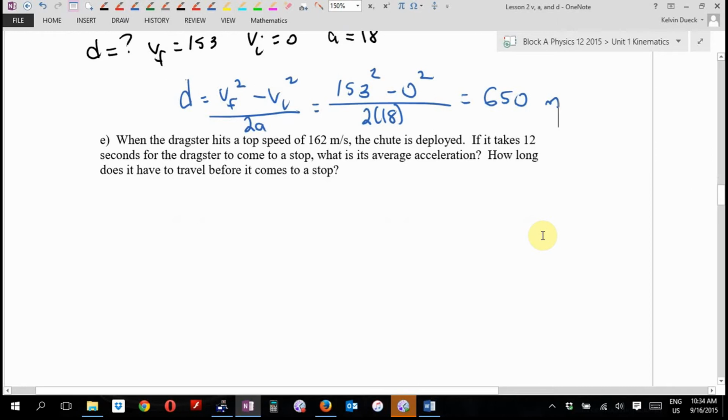When the dragster hits a top speed of 162 meters per second, the chute is deployed. If it takes 12 seconds for the dragster to come to a stop, what's its average acceleration? How long does it have to travel before it comes to a stop? You know what? Since I sensed 2 questions, let's call this part A. Let's call that part B.